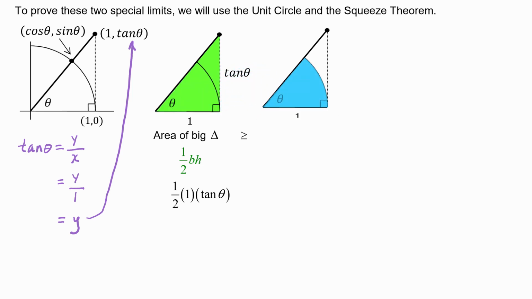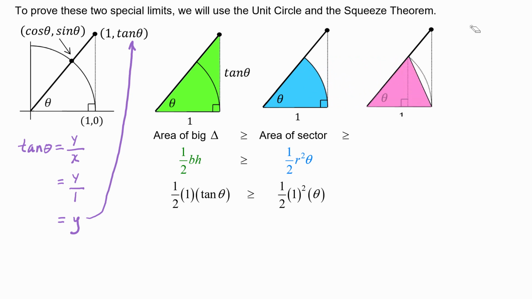So let's bring that over here. From our trig class, we know that the area of a sector is 1/2 r squared theta. Now r is equal to 1, so we can fill that in, and we bring theta down. We know that the area of that sector will be greater than or equal to the area of a small triangle if we were to connect this point to this point. Let's bring that over here.